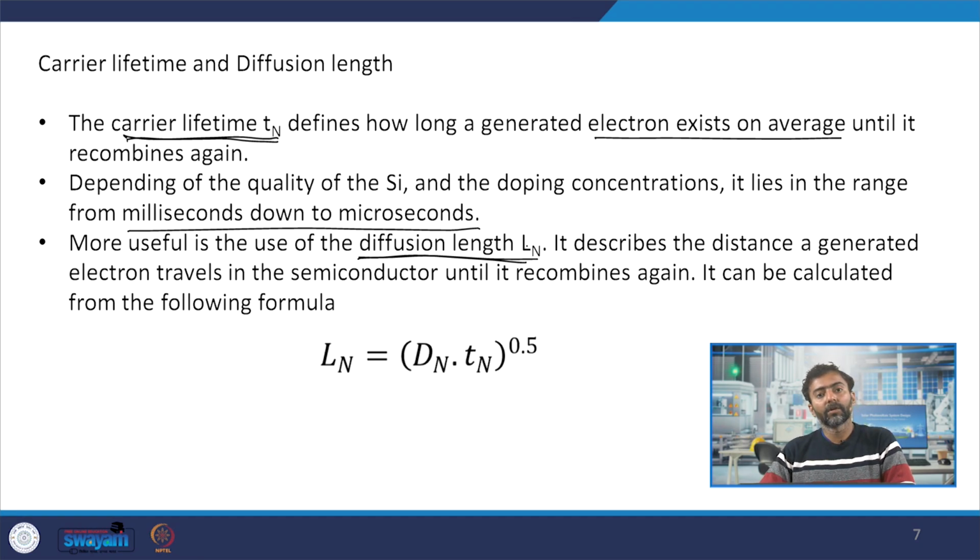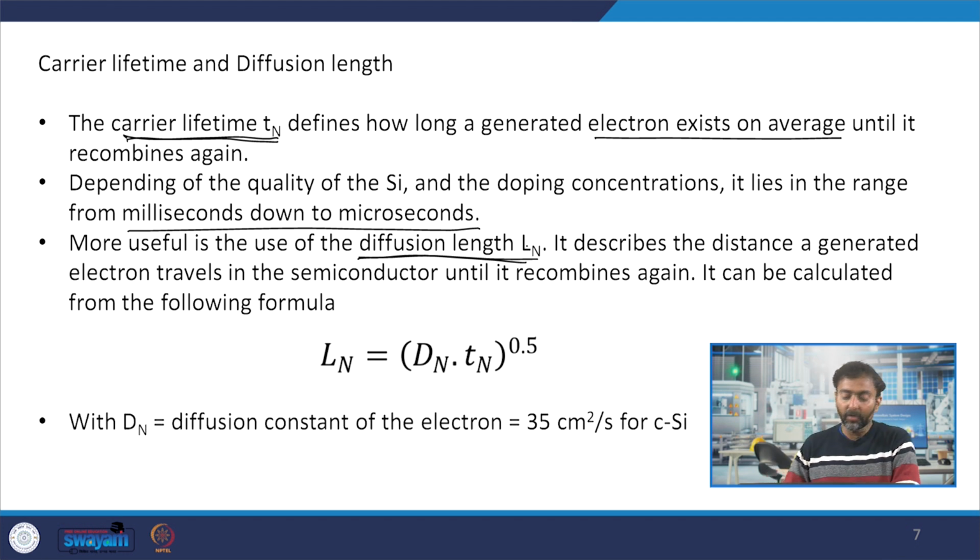So both of these are interconnected by this formula. Diffusion length Ln is equal to the square root of Dn into Tn, where Dn is the diffusion constant of the electron, and this is typically around 35 centimeter square per second for crystalline silicon.